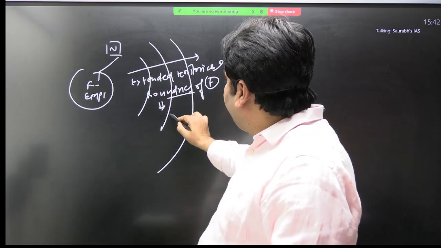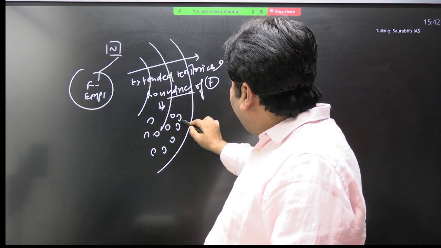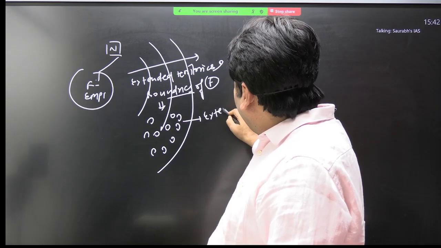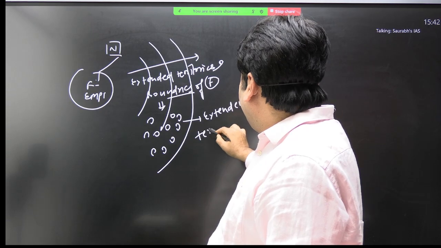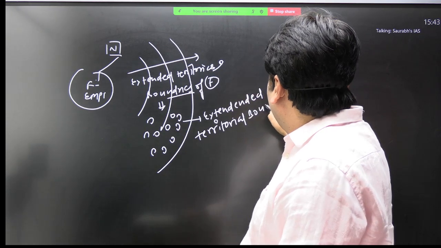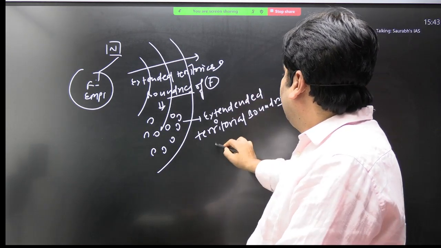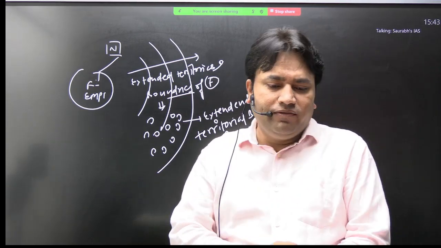So some of the territories of Italy were what? Part of the extended territorial boundary of France. They were the part of extended territorial boundaries of France. We all know this. It's a very simple concept.